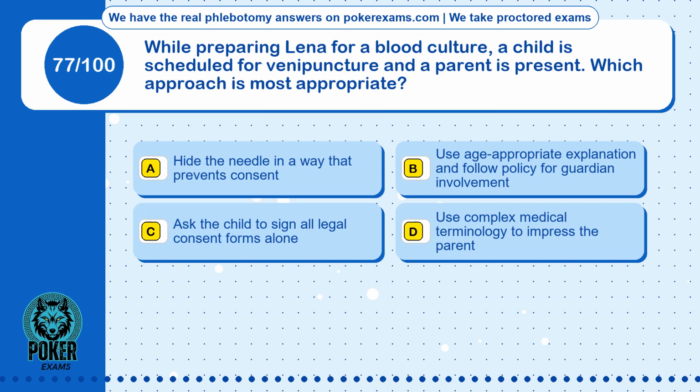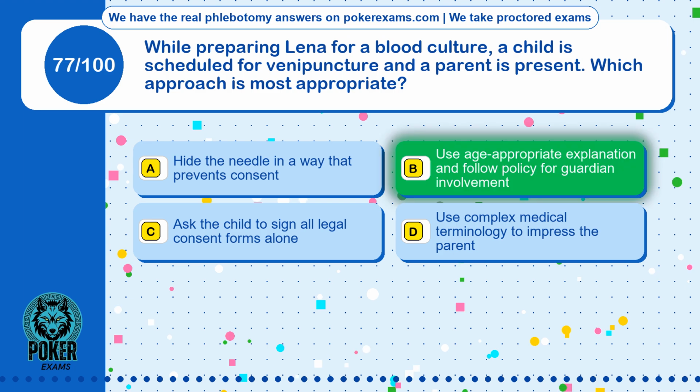Question 77. While preparing Lena for a blood culture, a child is scheduled for venipuncture and a parent is present. Which approach is most appropriate? Option A. Hide the needle in a way that prevents consent. Option B. Use age-appropriate explanation and follow policy for guardian involvement. Option C. Ask the child to sign all legal consent forms alone. Option D. Use complex medical terminology to impress the parent.